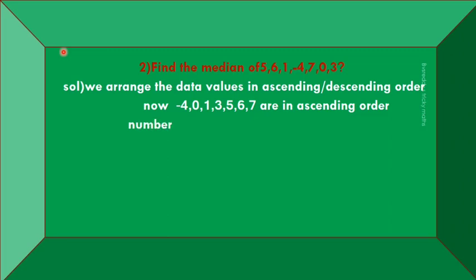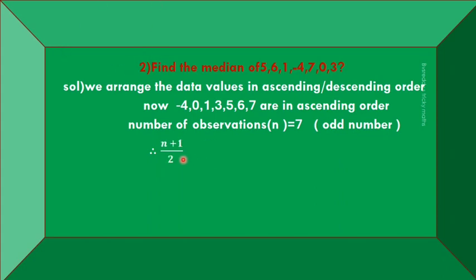Now see the number of elements. The second step is to check how many numbers are there. So the number of observations n equals 7. Let us check: -4, 0, 1, 3, 5, 6, 7. So this is an odd number. 7 is an odd number.